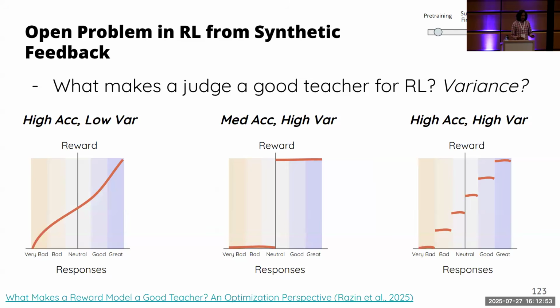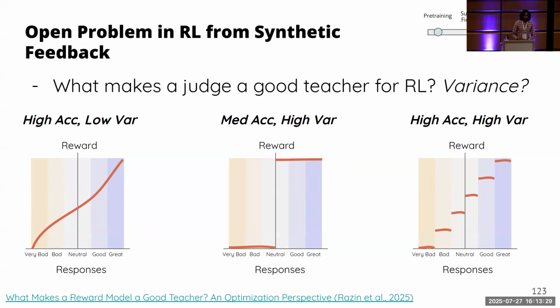One theory that's very compelling for this is that you actually need two ingredients for a good judge, not just accuracy, but also you need to have a reward distribution over all the responses for a prompt that has very high variance. So let's think about what this means visually. On the left-hand side, in this toy example, we have 5 objective categories of response quality: very bad, bad, neutral, good, and great.